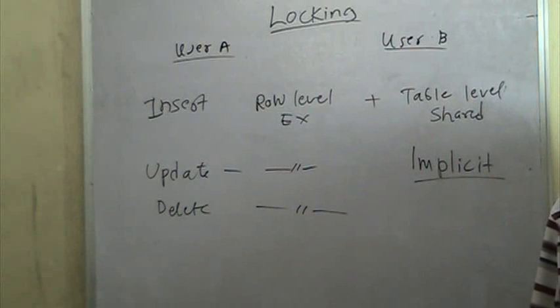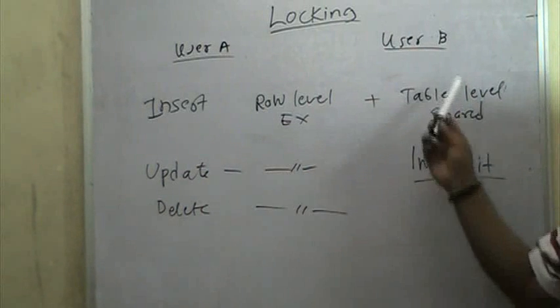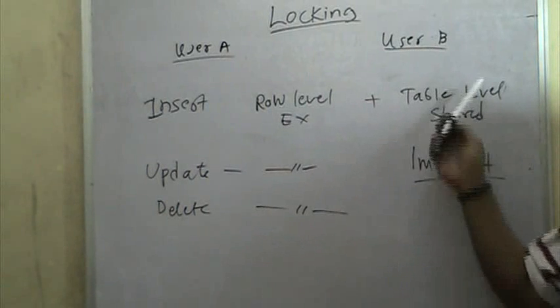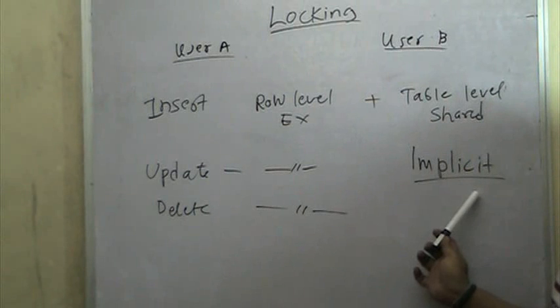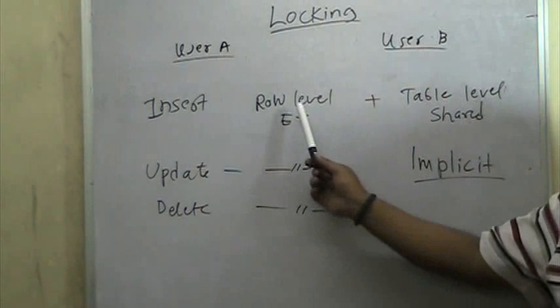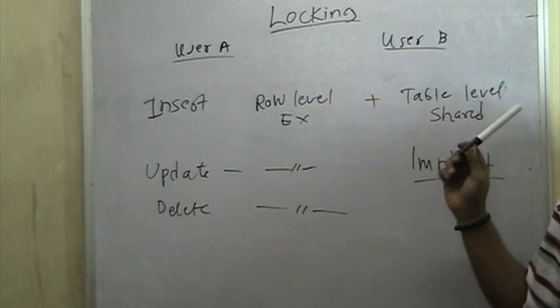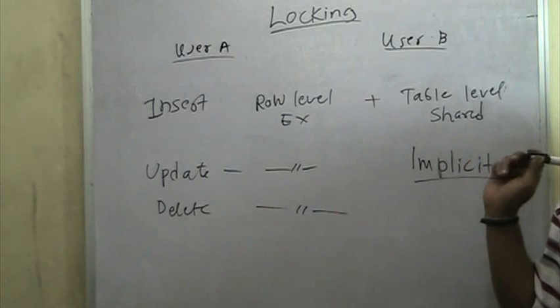So what difference is exclusive and shared? Shared means you can do any other things on that object. Now at the table level, people can do any other DML, any other operation on that table. But for that row, nobody can do anything.